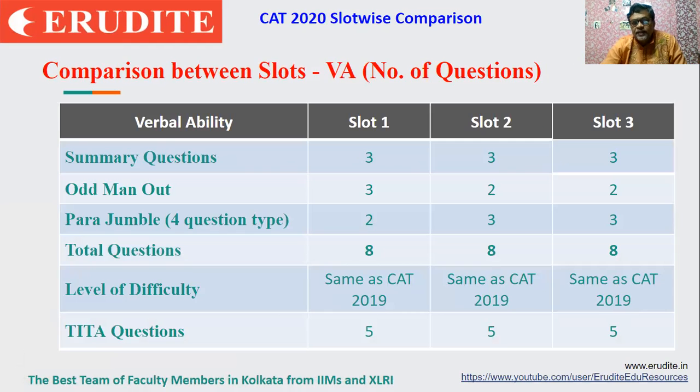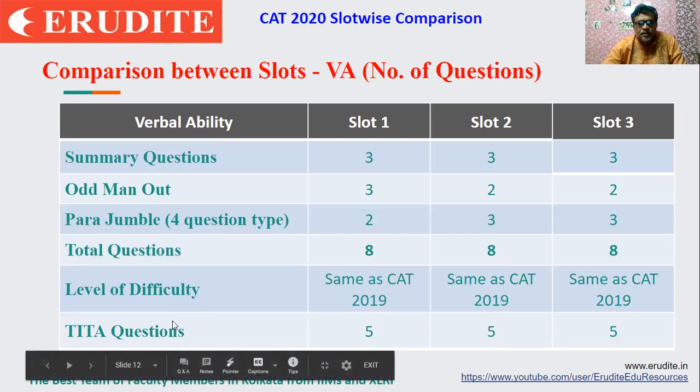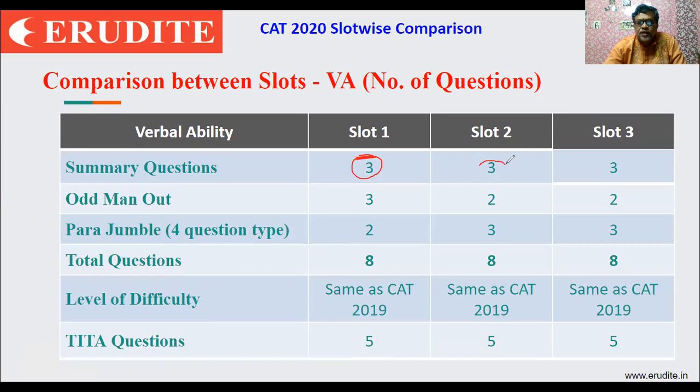Now, let us get into the details of the VA portion. Slot-wise, it remains the same. Summary questions: 3 questions appeared in each case. It is summary based. Odd man out is more or less the same, 3, 2, 3 like that. Parajumbles, 2, 3 like that. In all cases, 8 VA questions appeared.